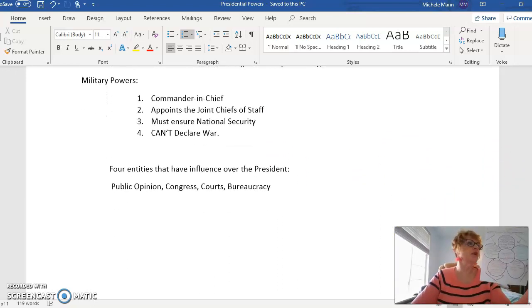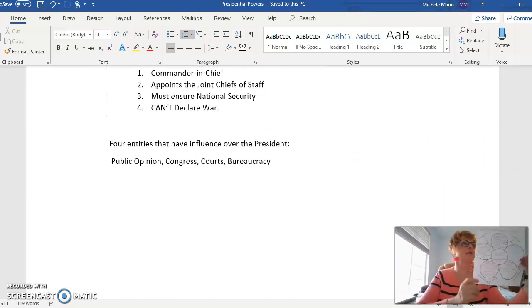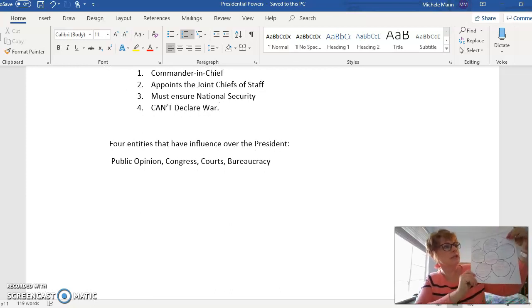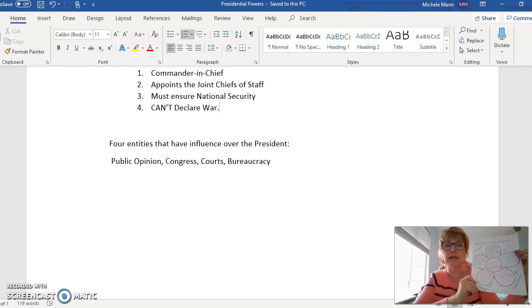So these are the 4 entities that have influence over the president. So you notice I put Congress right here by the legislative pedal, because Congress has power to influence the president. We saw that they attempted to impeach the current president right now, and that's one of the ways that they have power over him. They also have power of the purse. They don't have to fund what he wants them to fund. So if Trump gets on their backs again, they may try something else. I don't know.